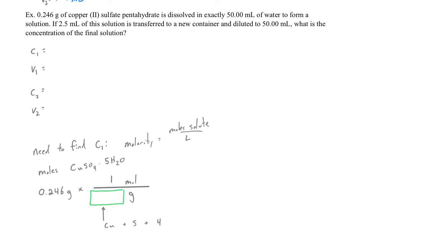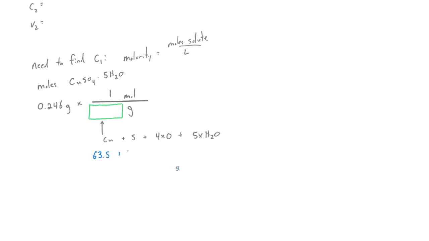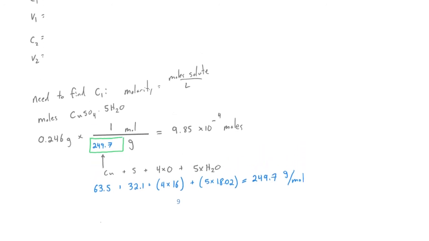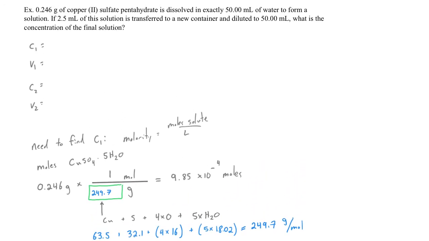So here's how we go about doing that. We have to add together the copper, the sulfur, the 4 oxygens, and the 5 water molecules. The atomic masses, of course, are on the periodic table. So we have 63.5, 32.1, we have 4 times 16 for oxygen, and then water is 18.02 for each one, and since we have 5 of them, it's 5 times 18.02. So we get to 249.7, that's grams per mole. And when we calculate the moles from this 0.246 grams, we get 9.85 times 10 to the negative 4th moles. That's how many moles we have dissolved in the solution, which is 50 milliliters.